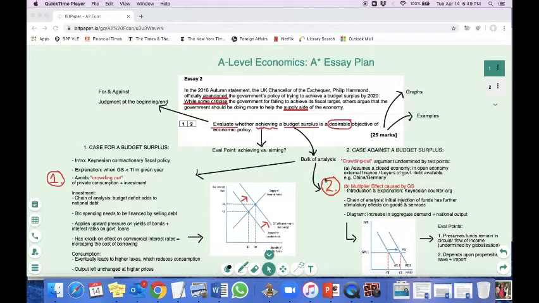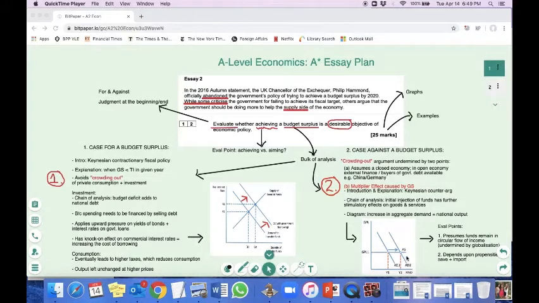And the second point develops into argument number two against a budget surplus being desirable, and this is the multiplier effect caused by government spending. So using the same structure as in argument one, you'd go through the introduction and explanation, you'd go through the chain of analysis, you'd use a diagram and make reference to the diagram and explain it during your analysis.